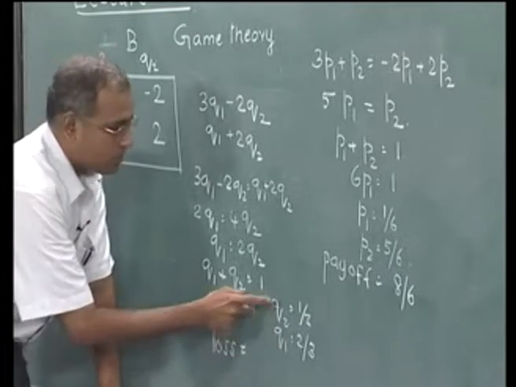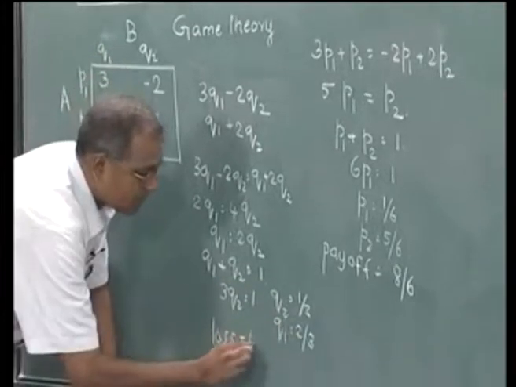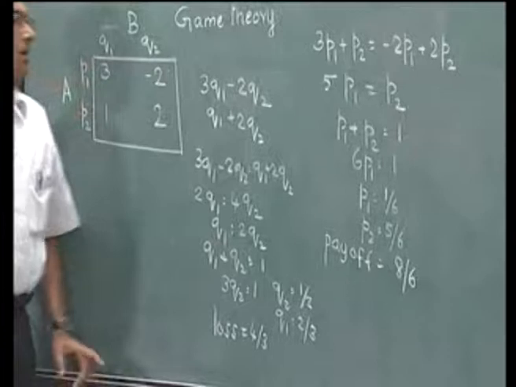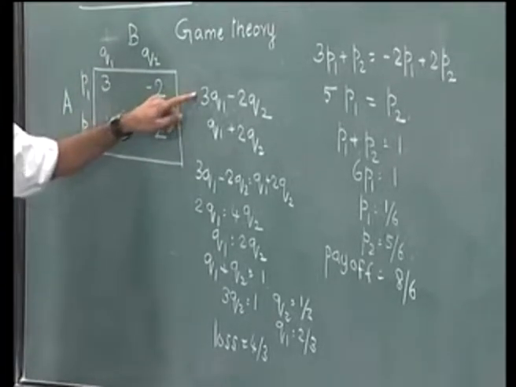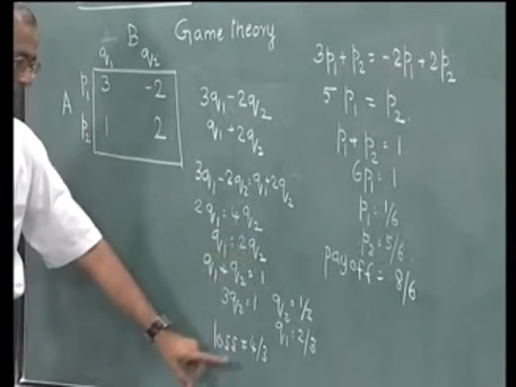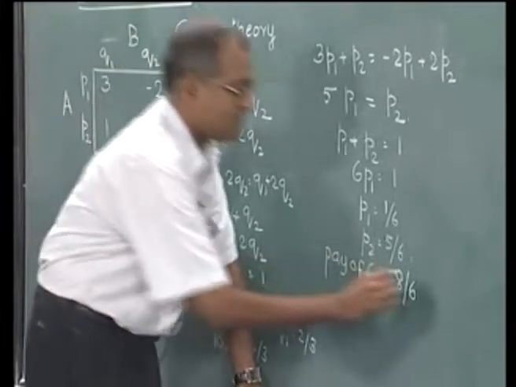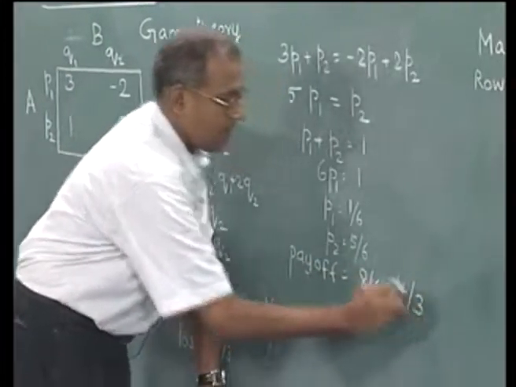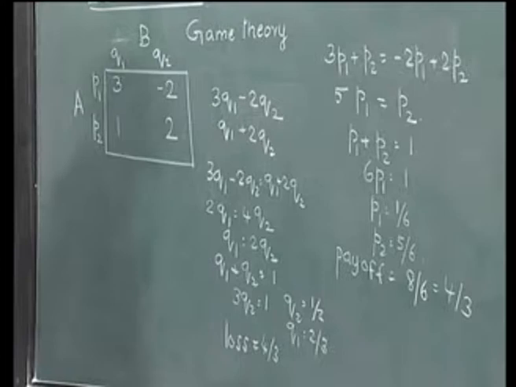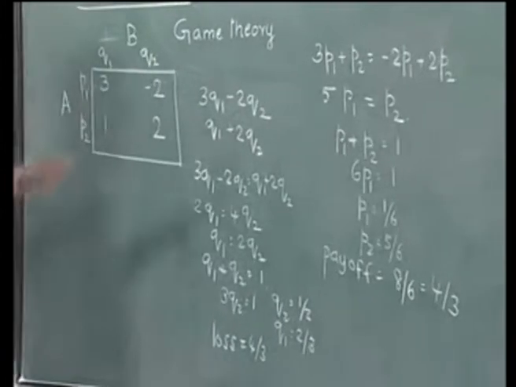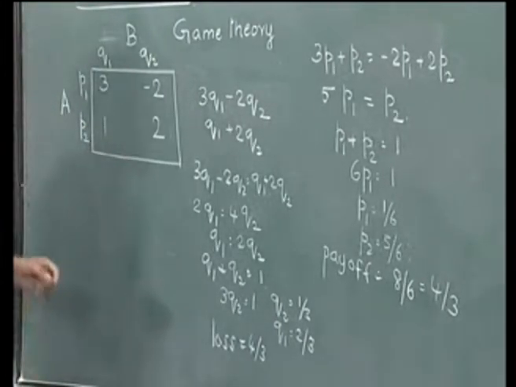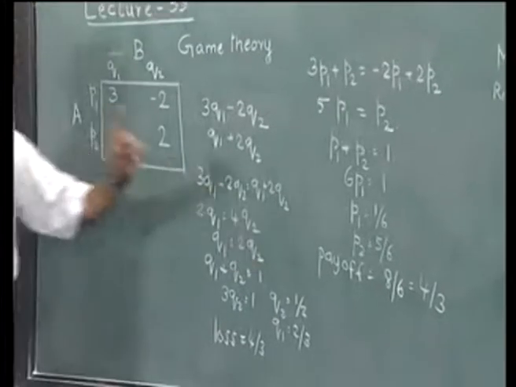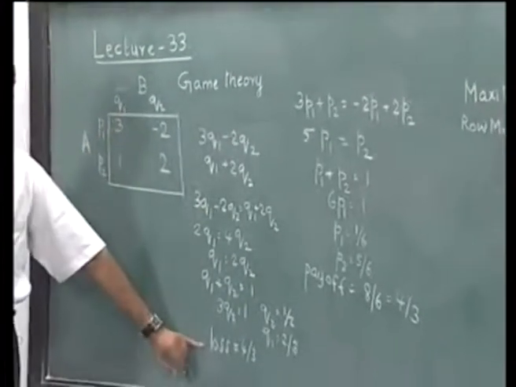So, q1 plus 2 q2 is 2 by 3 plus 2 by 3, which is 4 by 3, or 3 q1 is 6 by 3 minus 2 by 3, which is 4 by 3, and this 4 by 3 is the same as 8 by 6. So, at the end of the game, we realize that A's expected profit will be 4 by 3, B's expected loss will be 4 by 3.